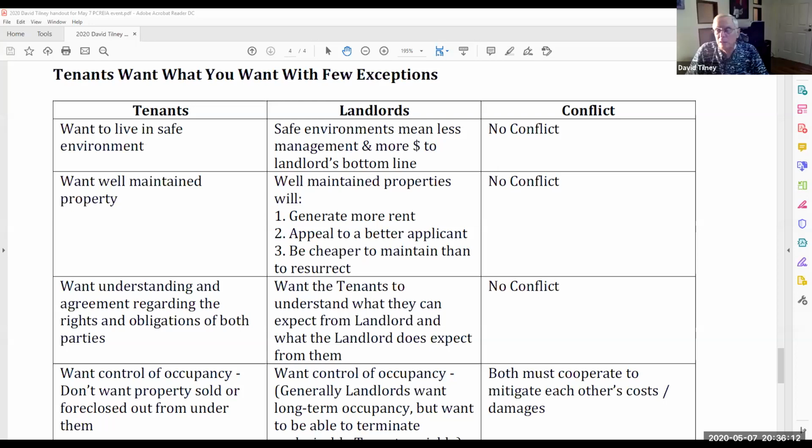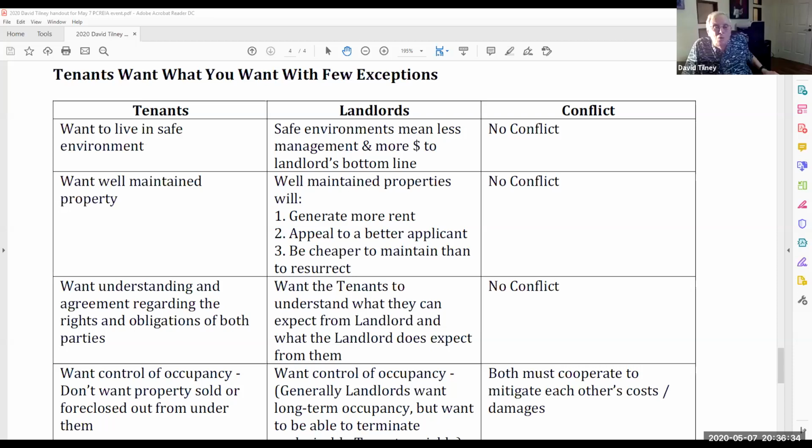Let's see, tenants want understanding and agreement regarding the rights and obligations of both parties. I want the same thing. There's no conflict there. Tenants want control of occupancy. They want to be able to leave when they want to leave, but they want to be able to stay long term, not have the property sold or foreclosed out from underneath them. Well, I want those rights. So that is a potential conflict.